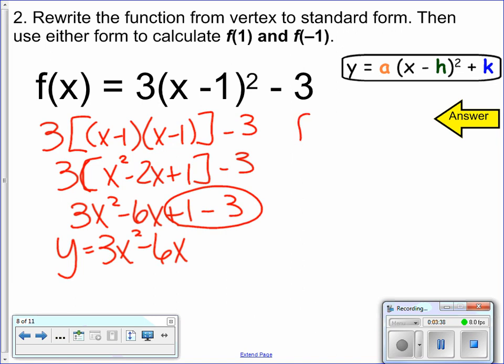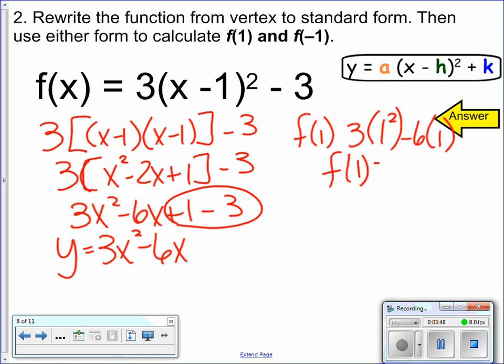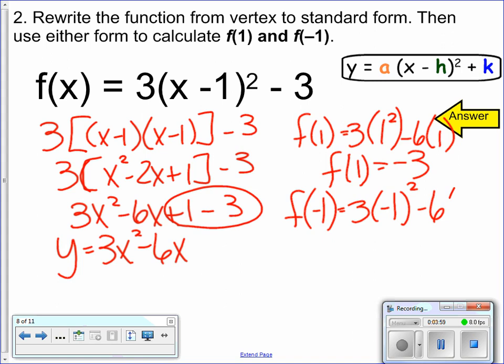So substitute for f of 1. We'll put 3 times 1 squared minus 6 times 1. So our f of 1 equals negative 3. For f of negative 1, 3 times negative 1 squared minus 6 times negative 1. So our f of negative 1 equals 9.